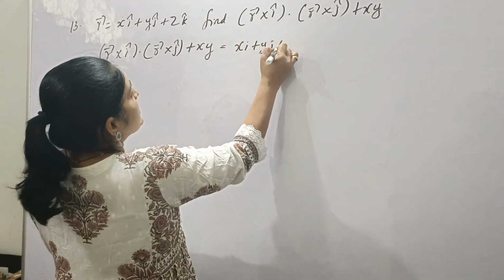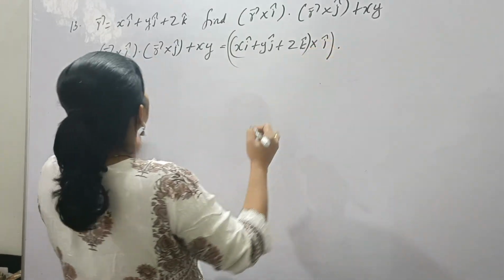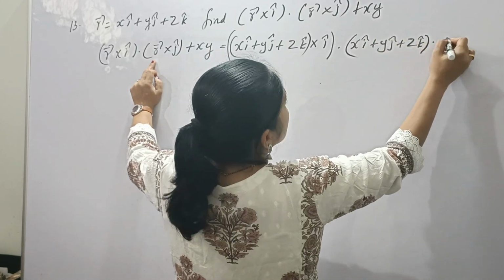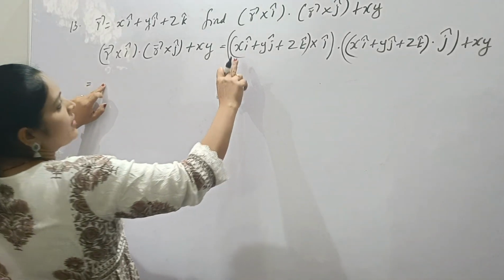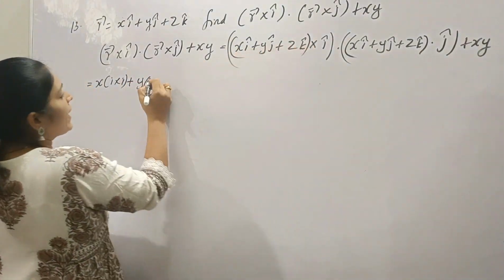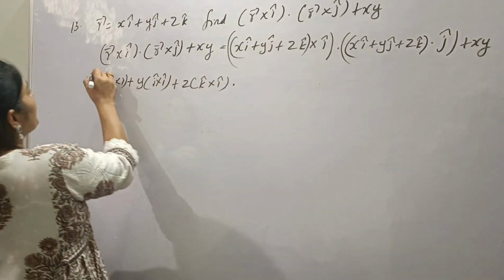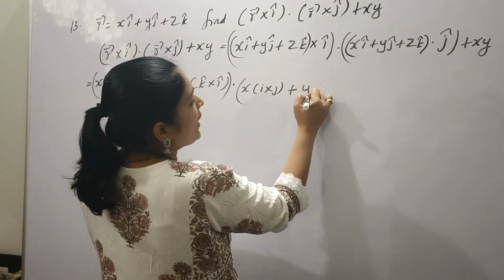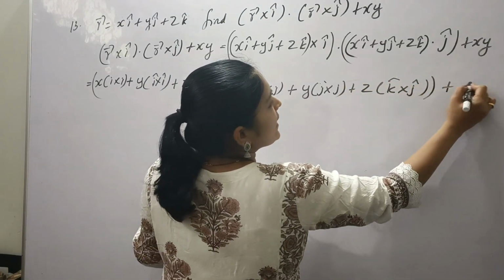So (xi plus yj plus zk) cross i dot (xi plus yj plus zk) cross j plus xy, that is equal to: x into i cross i plus y into j cross i plus z into k cross i, dot x into i cross j plus y into j cross j plus z into k cross j, plus xy.